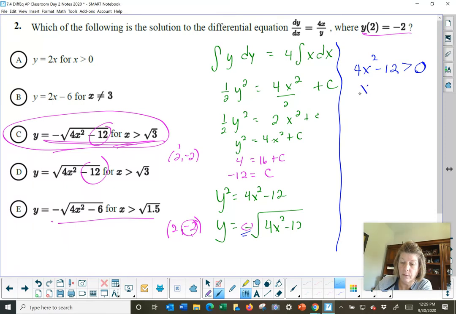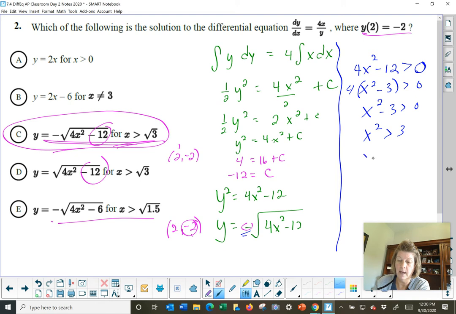Divide by 3, or factor out a 4. Let's factor out a 4. 4 times x squared minus 3 is greater than 0. So x squared minus 3 is greater than 0 because I divided by 4. x squared is greater than 3. x is greater than plus or minus the square root of 3.